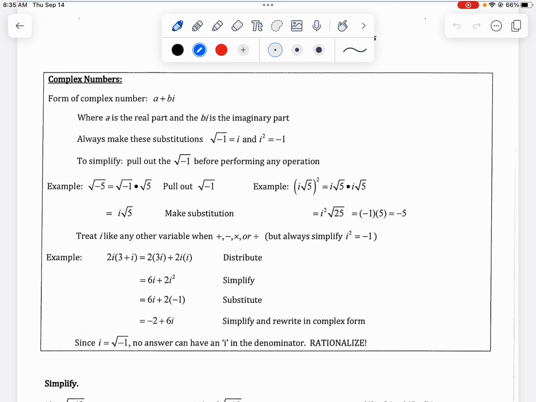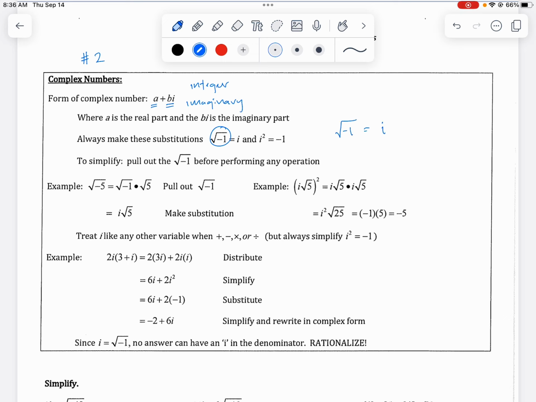Hello everyone, welcome to guided notes number 2, a refresher on simplifying and working with complex numbers. You may remember that a complex number comes in the form a plus bi, where a is an integer and b is an imaginary number. The imaginary unit is the square root of -1, and that is equal to i.